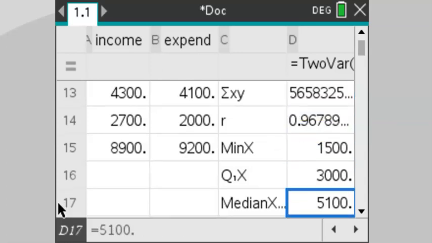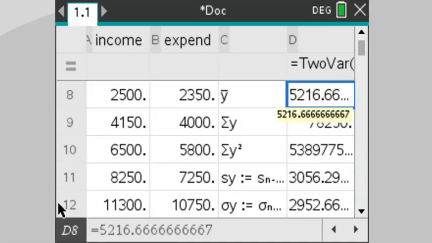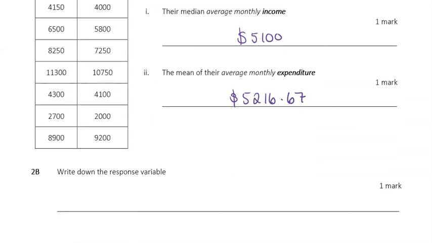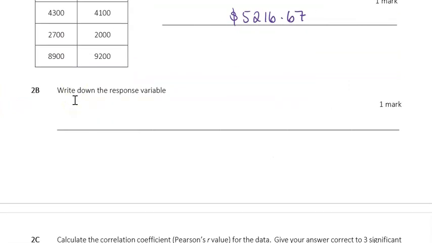So we can see there our median value for income is $5,100 and our mean value for Y, we go back up, $5,216.67. Remember, with your monetary values, unless you're told to do differently, you always round to 2 decimal places there. Okay, and just putting in our 2 values. 2B, write down the response variable. So we already had to decide, and we can see from our scatter plot above that our response variable is expenditure. So just popping that answer in there.